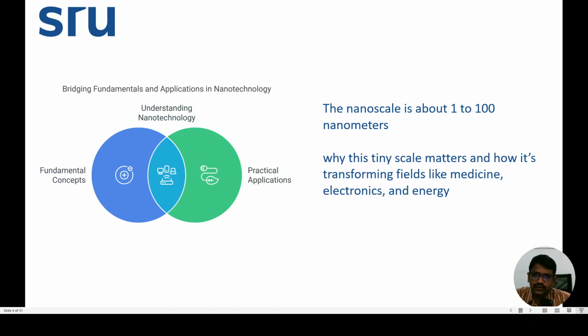Coming to nanotechnology, the basic thing is that we are going to deal with science at very small size. That is the nanoscale. What is a nanoscale? Nanoscale is nothing but a measurement. Here nanoscale means about 1 to 100 nanometers. The whole thing related to nanotechnology lies here. You can see why this tiny scale matters and how it's transforming fields like medicine, electronics, and energy.